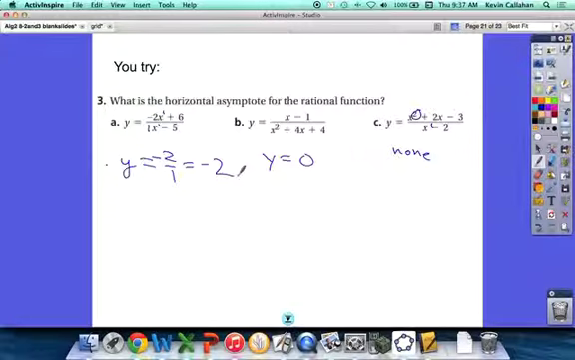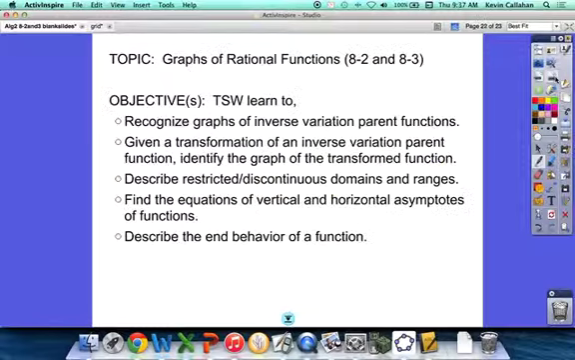Clear as mud? You like that one? You could use that. Yeah.